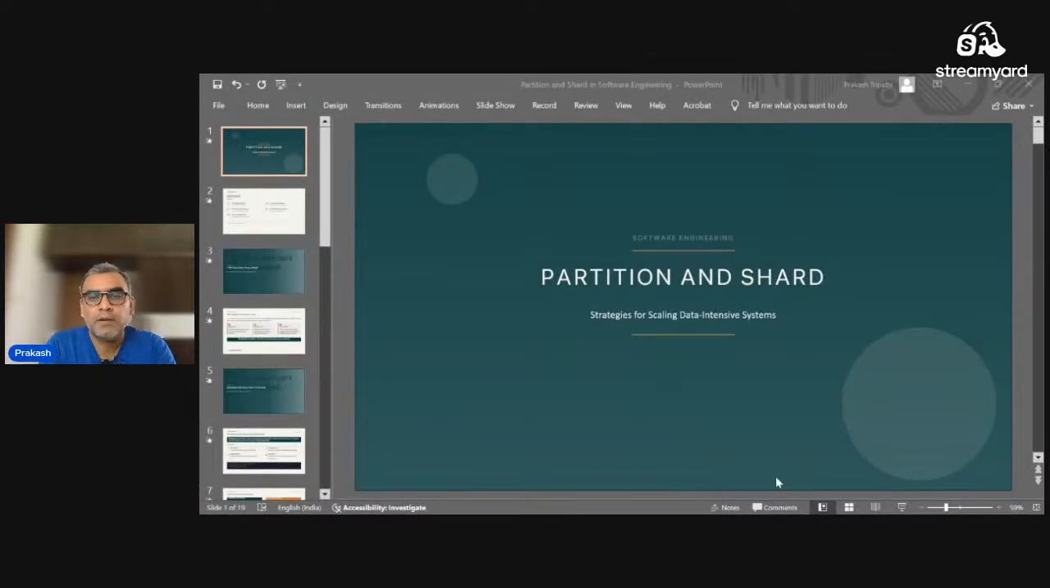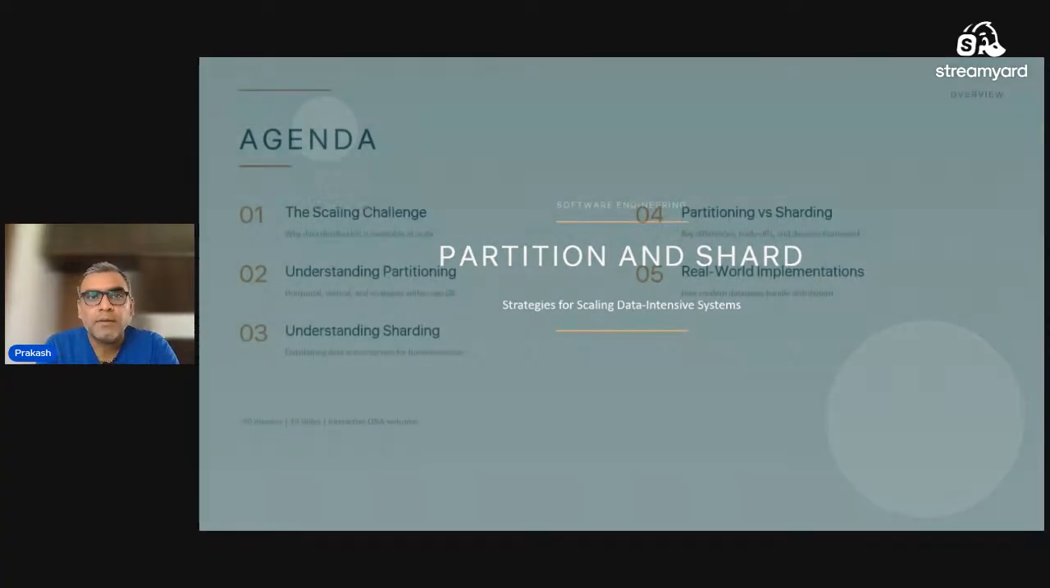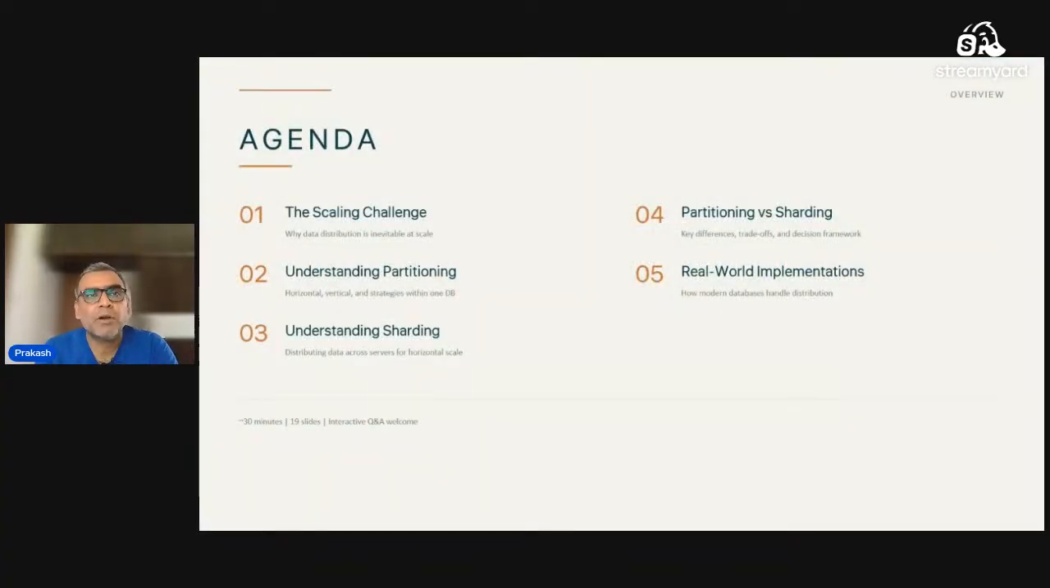Today again we are here to talk about the next topic of system design, called partitioning and sharding. They are very important for scaling data-intensive systems. So we'll deep dive. Let's understand what we're going to talk about.